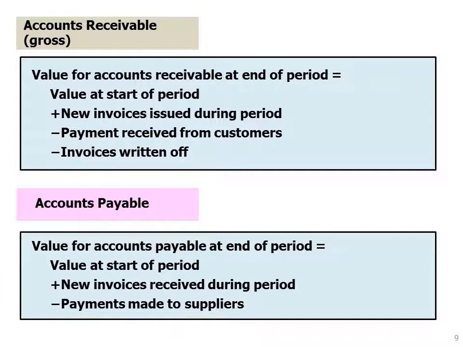And for accounts payable, the value at the end of the period is equal to the value at the start plus new invoices received from suppliers during the period minus payments made to suppliers for invoices received and paid during the period.